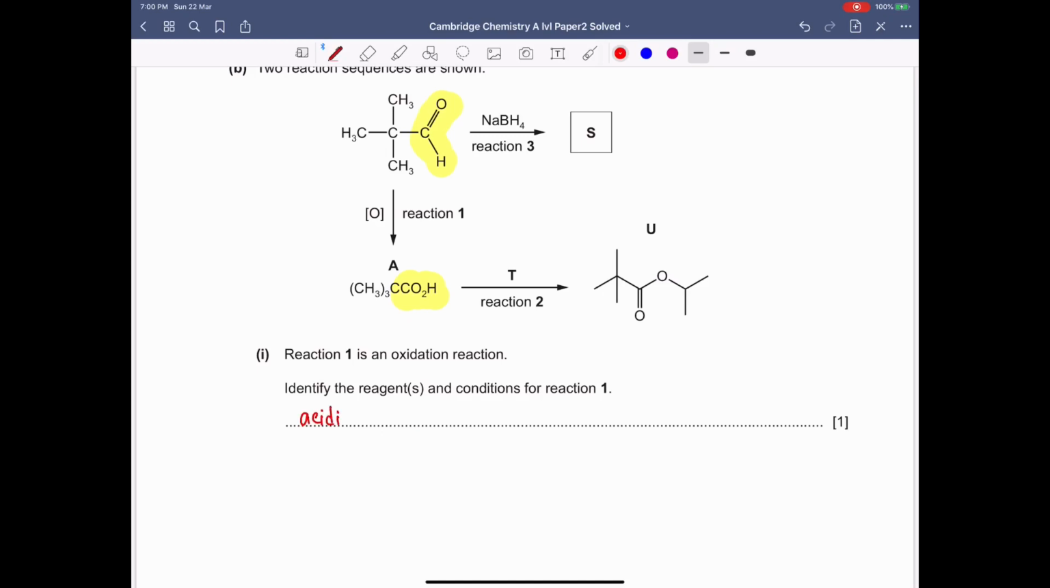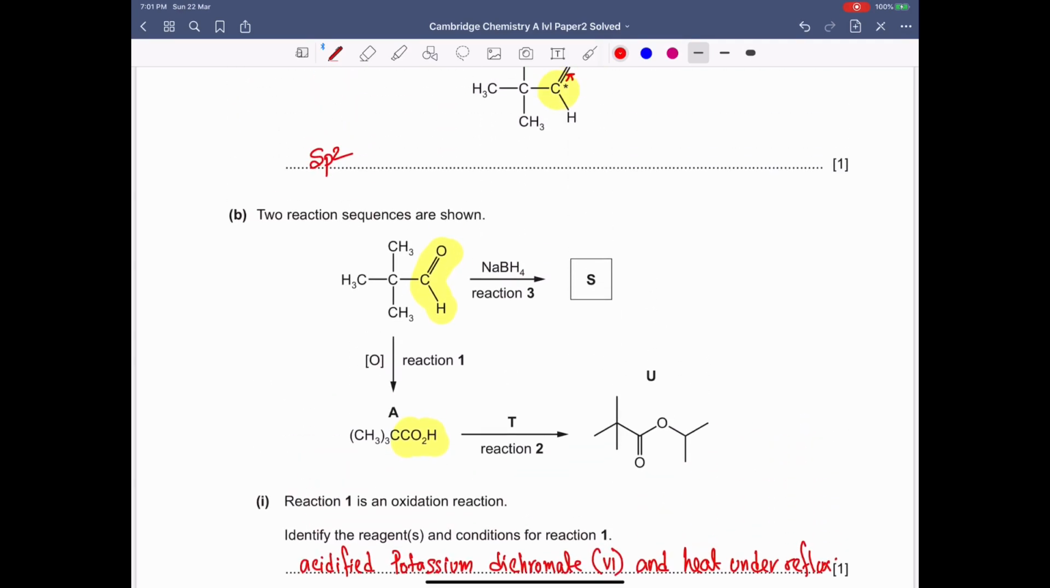So acidified potassium dichromate(VI), and along with it we will require heat under reflux. Alright, so acidified potassium dichromate will act as our oxidizing agent.